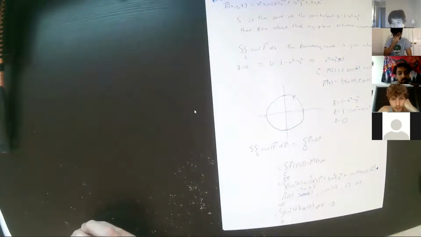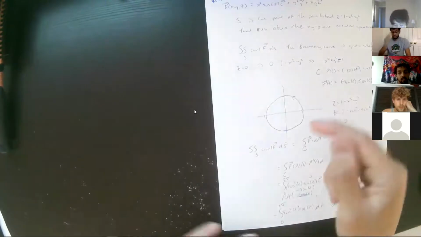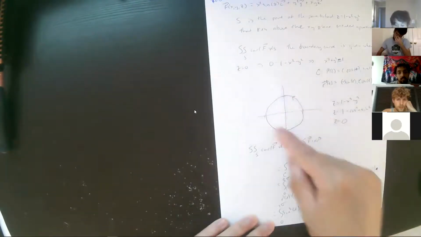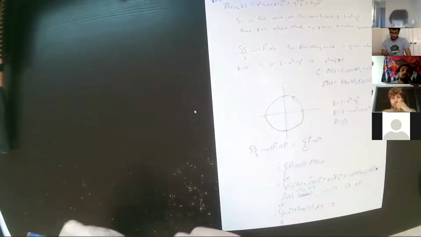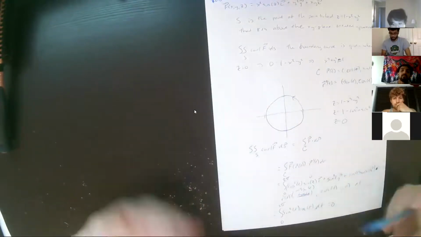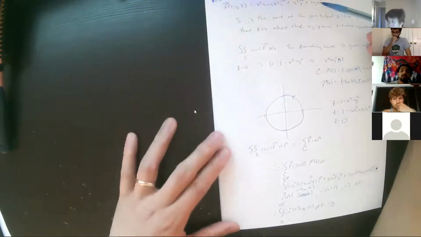They're conservative? Yeah, no, but that's the right idea. If a vector field is conservative, the integral over any closed loop is 0, right? So instead of doing this, which is not that hard, we could do this. We could also check to see if this is a conservative vector field.